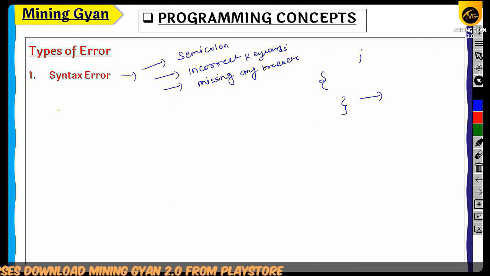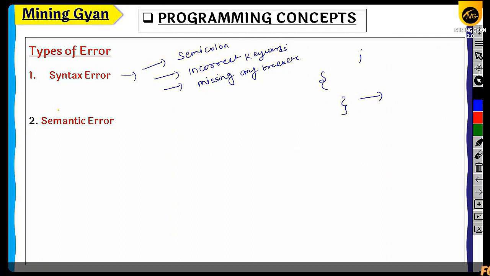Now the next type of error is the semantic error. Semantic errors are errors that occur if you use any kind of code. For example, if you use any word or keyword which the computer cannot understand, then it shows the semantic error.